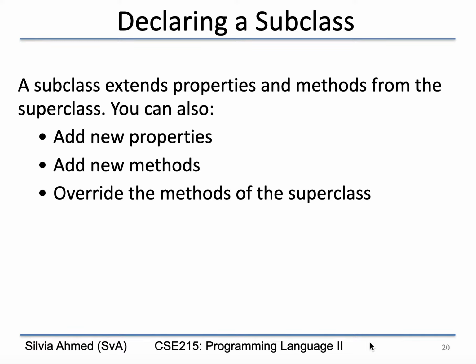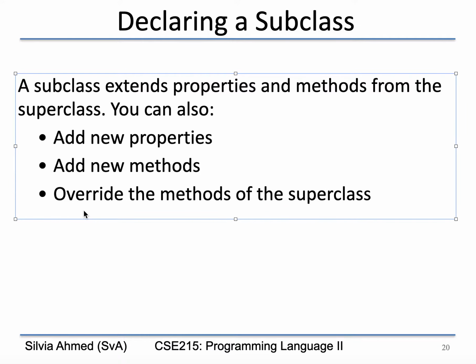In a subclass, we can add new properties to it, then superclass. We can add new methods, and we can override the methods of the superclass. So in this segment, we will learn what method overriding is.